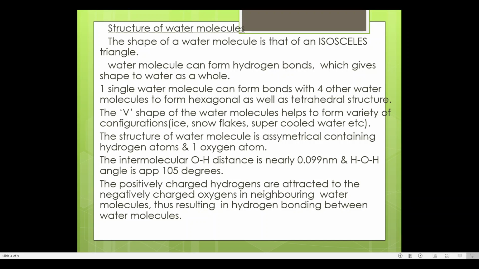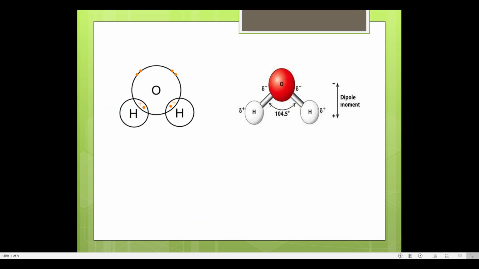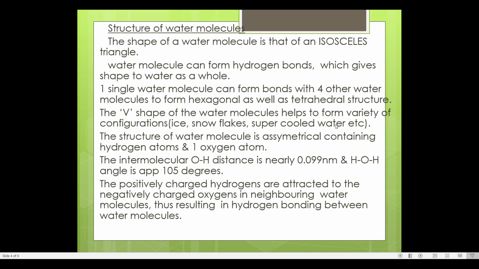The structure of the water molecule is asymmetrical, containing hydrogen atoms and one oxygen atom. The intermolecular OH distance is nearly 0.099 nanometers and the HOH angle is approximately 105 degrees. So this is approximately 105 degrees. This is the OH bond and this is the HOH angle. So the intermolecular OH distance is 0.099 nanometers.